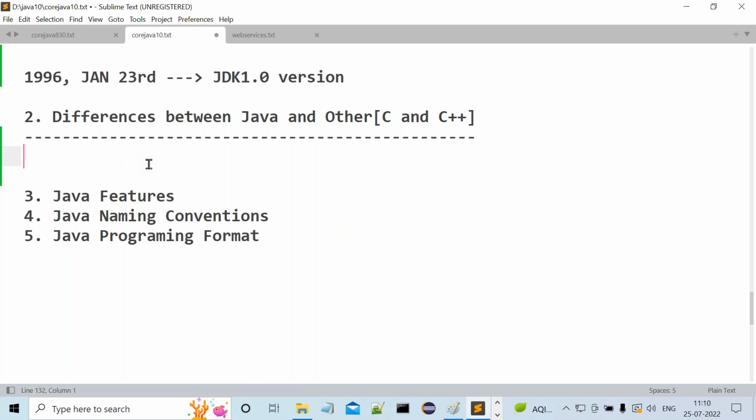Already you have C and C++ outside. Why is Java coming? Why are we selecting Java as our programming language? That means why is Java special? Tell me the differences between C, C++, Java. The interviewer has the right to ask this particular question.